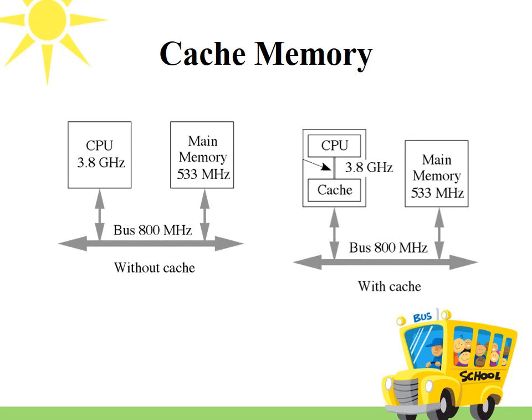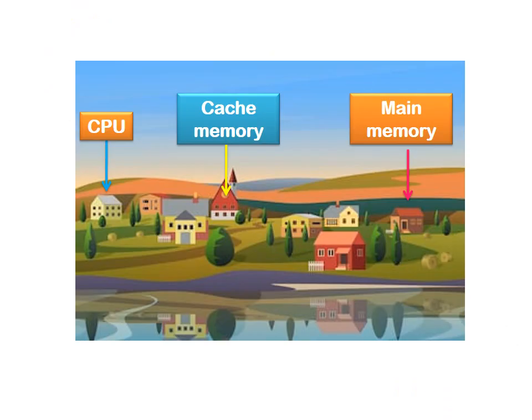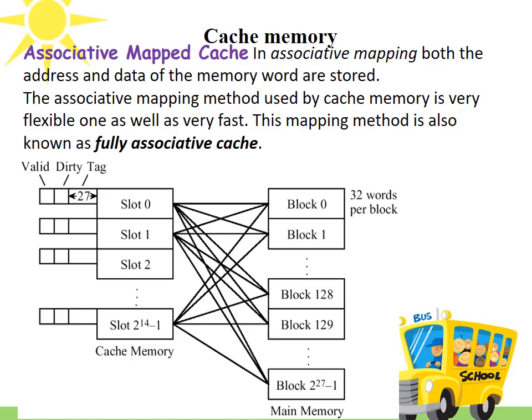The time and the process taken by the client and server side is very much less with cache memory, whereas in the case of main memory it is somewhat larger. So this is the example: CPU, cache memory as well as main memory. This is the architecture or flow of how it is present. Now let's see the types of cache memory.